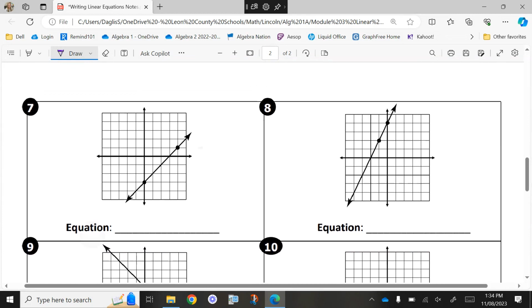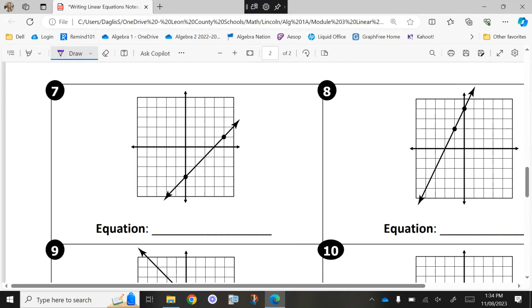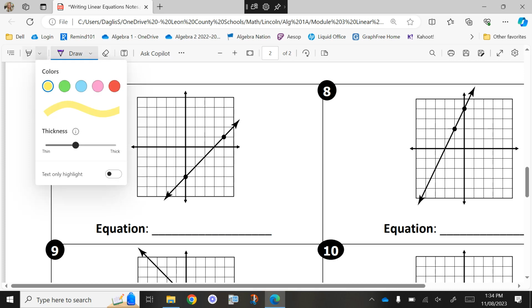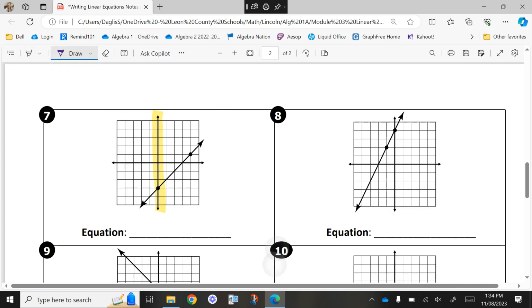Here we go. Number 7. Before I do anything, is it going to be a positive or negative slope? Yeah, positive. If I look at my line, it's going up. Yep, it will be a positive number. Good. Where is our y-intercept? Good. It is at -3.